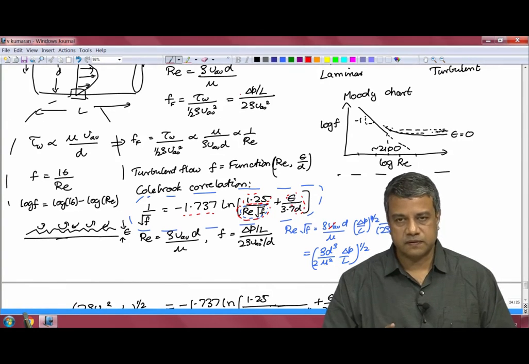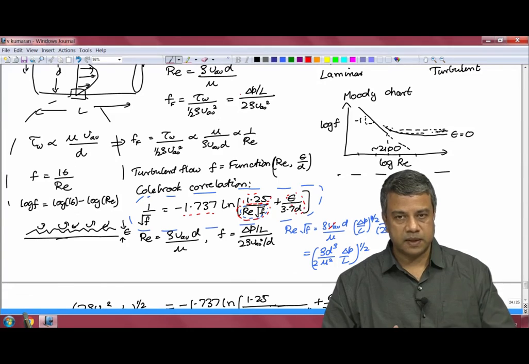Laminar flow, the friction factor is always proportional to 1 over Re. For a cylindrical pipe, the proportionality constant is 16. That is a brief summary of flow in a pipe.